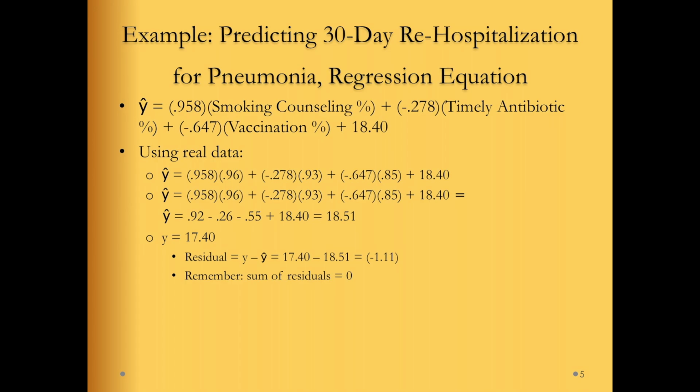As you can see, we predicted the readmission rate for pneumonia patients at this hospital was 18.51. The actual readmission rate for this hospital was 17.40. The residual, or the difference between the actual and the predicted score, was negative 1.11. You might remember that around the regression line, the sum of residuals, or our errors in estimation, will equal 0.